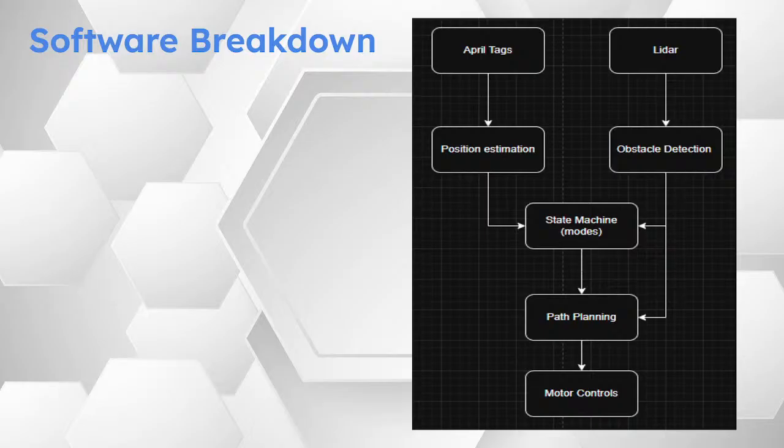Either way, if an object's detected, that will go into the state machine and the path planning so that we know to go around it. It is a deduction if we hit a rock or drive over a crater, and you can very easily get stuck, so we would like to avoid that at all costs.